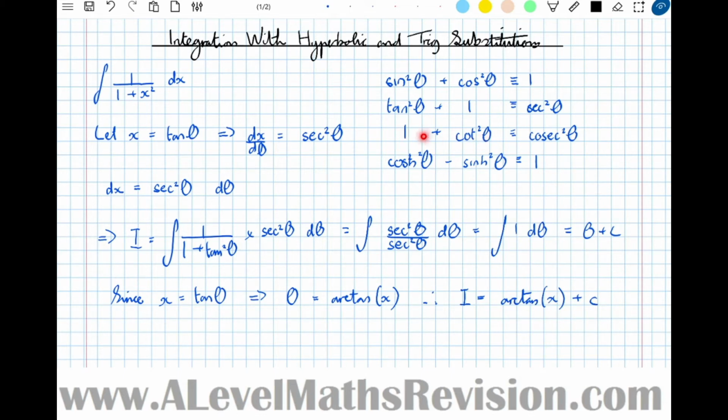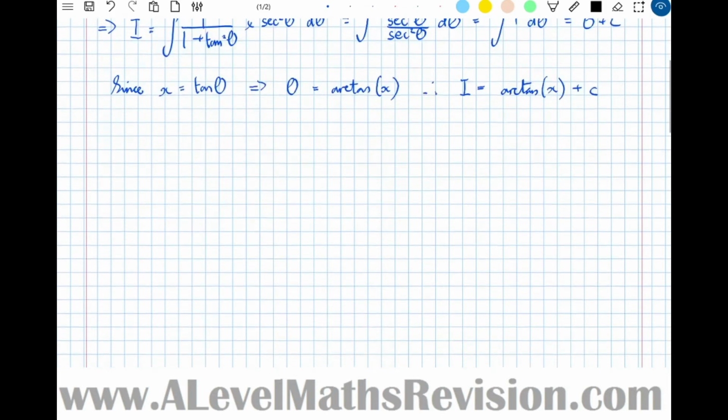Well, this one fits the bill here, because we've got 1 plus a squared trig function to make a single term. Or we'll rearrange this hyperbolic function here. We get cosh squared theta equals 1 plus sinh squared theta. And 1 plus sinh squared theta can combine to make a single term, cosh squared theta. So there's loads of different ways we can do this, some of them potentially leading us into a dead end. So the best way to decide what the best substitution to use is to look at the formula booklet.